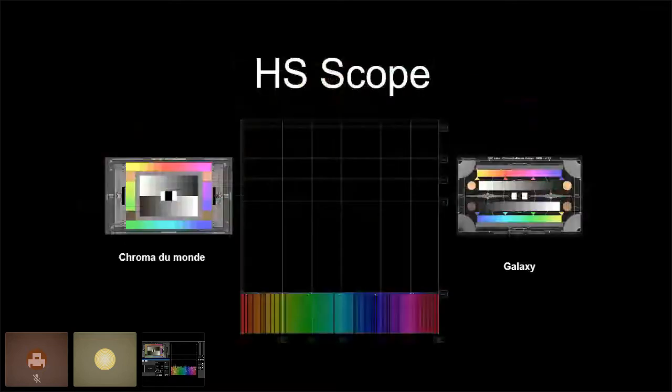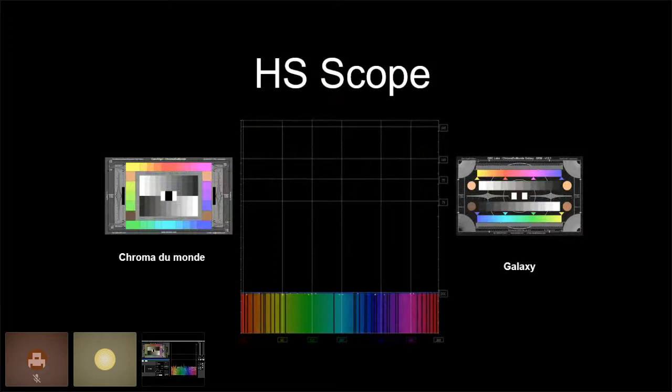We want to make it simple. So basically looking at the chroma signal that comes out of the camera. And again, we can use the chroma du Monde as a reference, right? We light that up. The camera is shooting the chart. It comes in, we read that signal. What we've done is taken the chroma signal and put it in a simple spectral display.